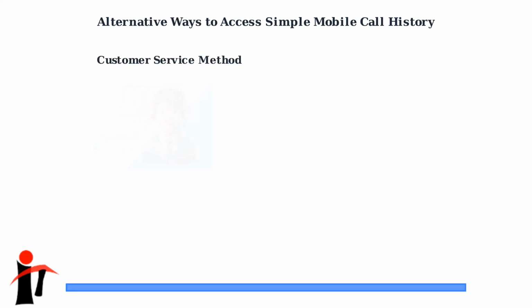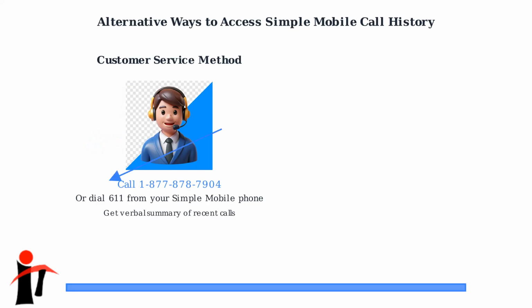For users without smartphone access, calling Simple Mobile customer service at 1-877-878-7904 or dialing 611 from your Simple Mobile phone are viable alternatives. A customer service representative can provide a verbal summary of your recent call history.